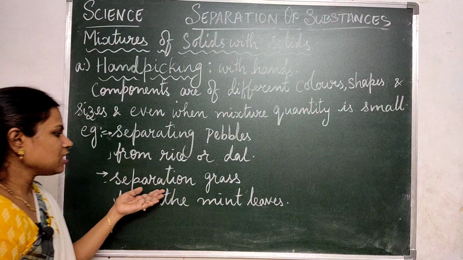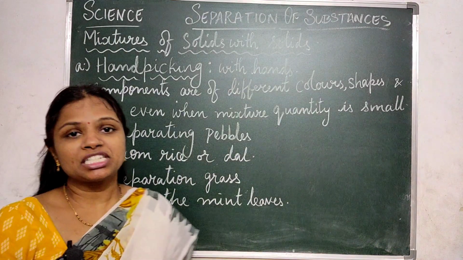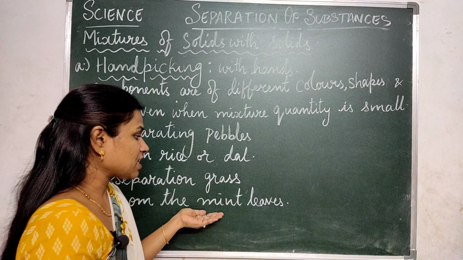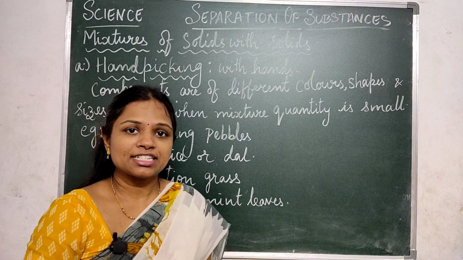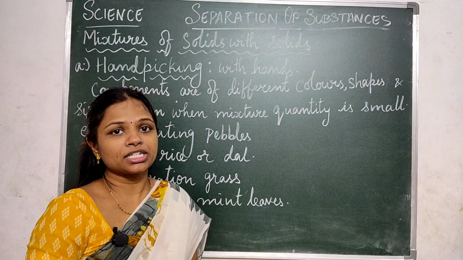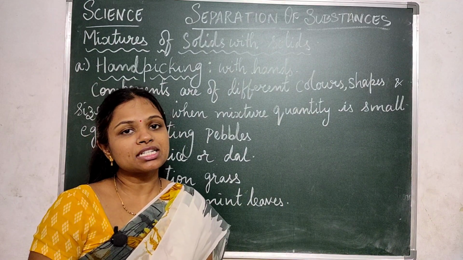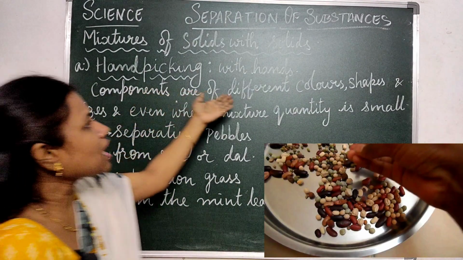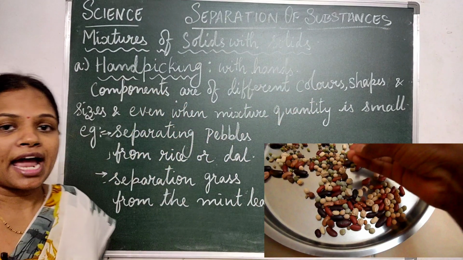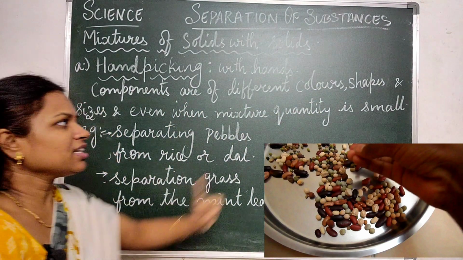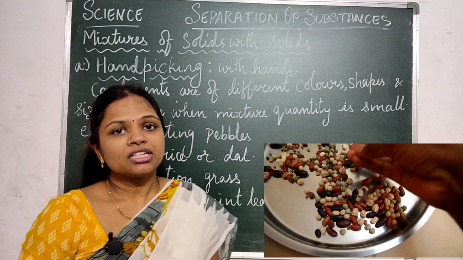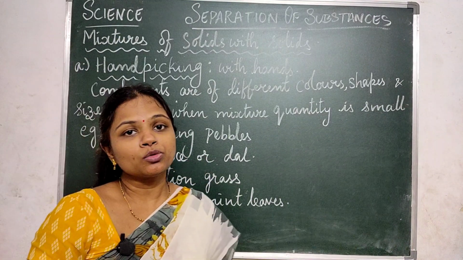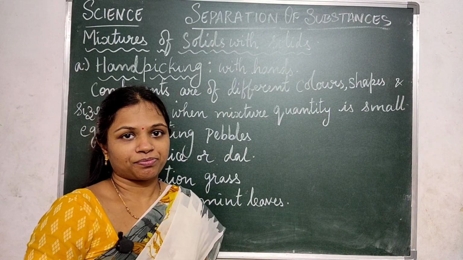So this method can be easily employed during the separation of pebbles from rice or dal, and even the separation of grass from the mint leaves, because grass is long and thin, whereas mint leaves are flat-ended structures. So the shapes here are different, although their color is the same. The main principle is that the components are of different colors, shapes and sizes. One more important thing is that the quantity is very small. For such types of mixtures, we can use this method of hand picking.